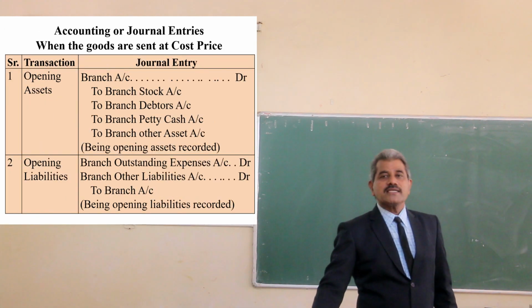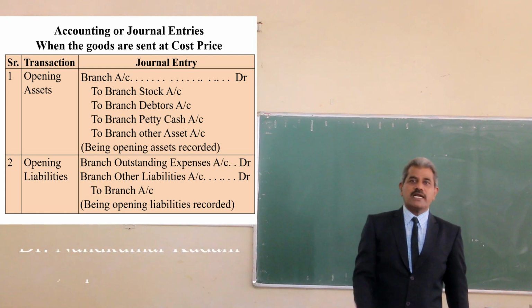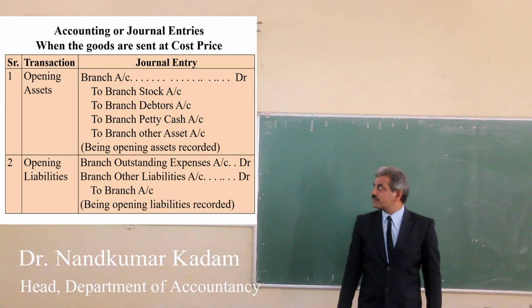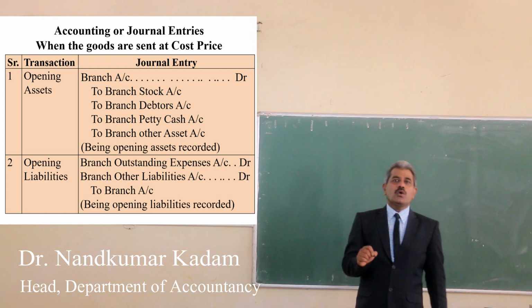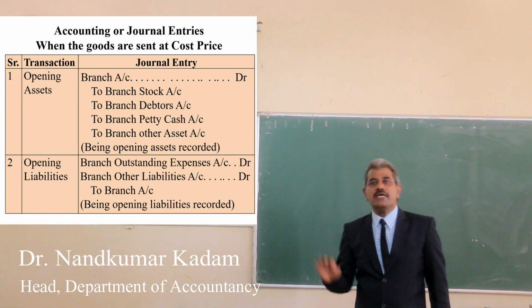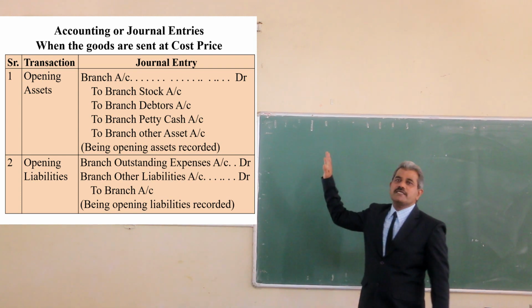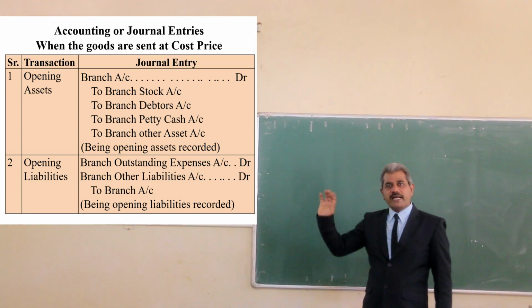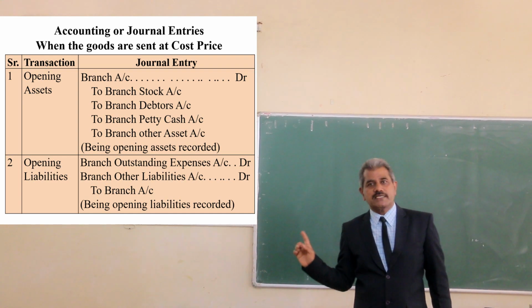How to pass the journal entries? The basic journal entries or basic accounting entries. The first is to record opening assets. The entry will be branch account debit to branch assets account. Branch account debit to branch assets account.